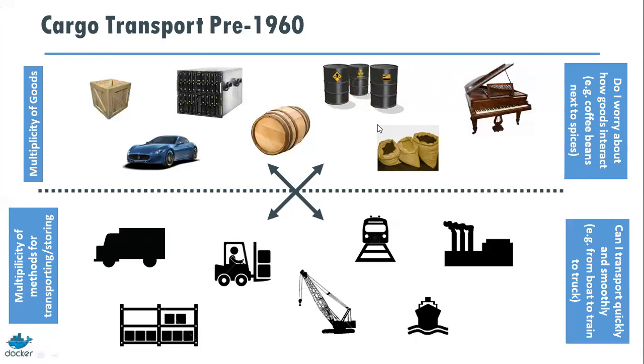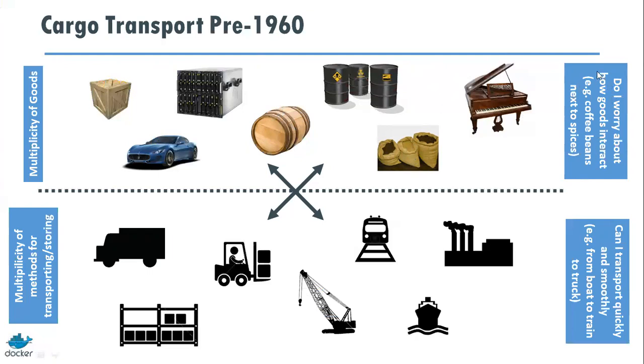Everything has a different requirement. Maybe you cannot put the food grains alongside your petroleum, right? Because otherwise it will become smelly. So all these things are various kinds of challenges similar to what we have in software delivery. It is there in basic goods transportation as well, right? So multiplicity of goods, multiplicity of stacks.